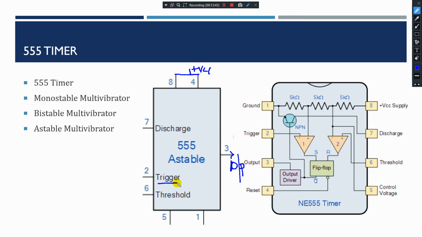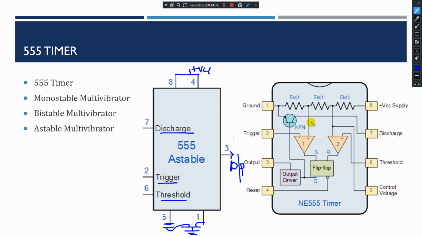Pin number 2 is called trigger, 6 is threshold and 7 is discharge. Pin 5 is usually connected to ground through a small capacitor, and pin 1 will be connected to ground. This is the general way of connecting a 555 timer.